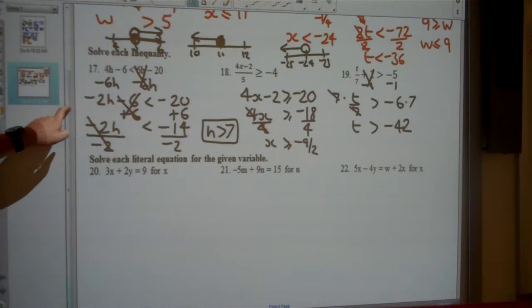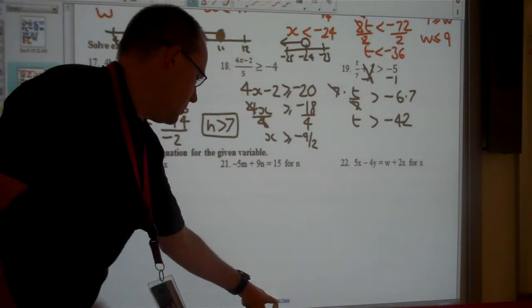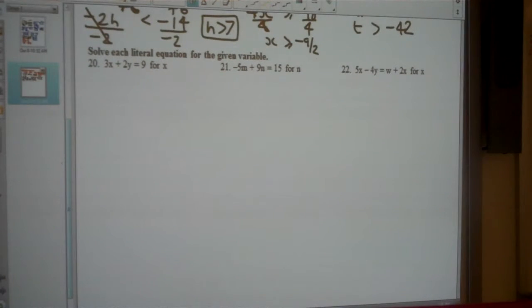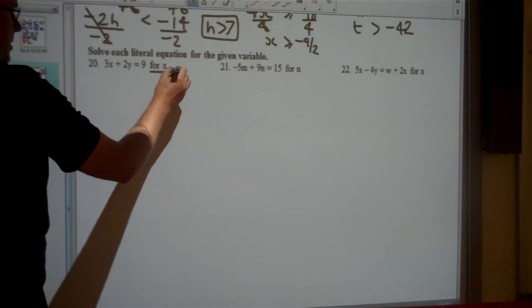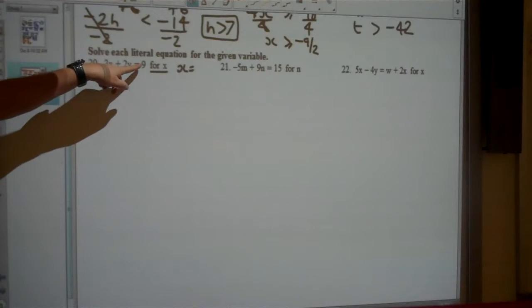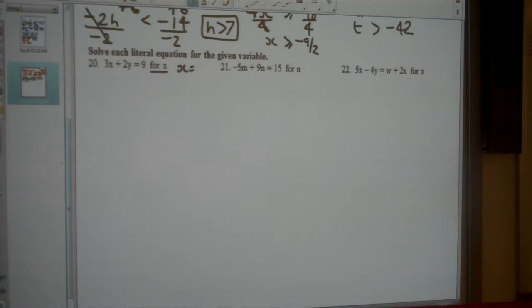inequality. Now our last section is literal equations, which probably causes the most problems, because there's actually less to work out and there's more variables involved. So solve for the given variable. Solve for x means your answer has to look like x equals. At the moment it says 9 equals, so technically I solve for 9.